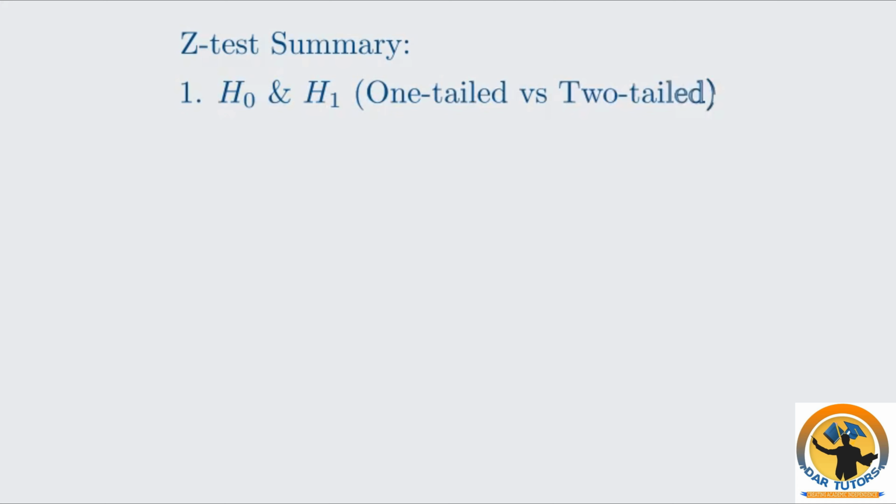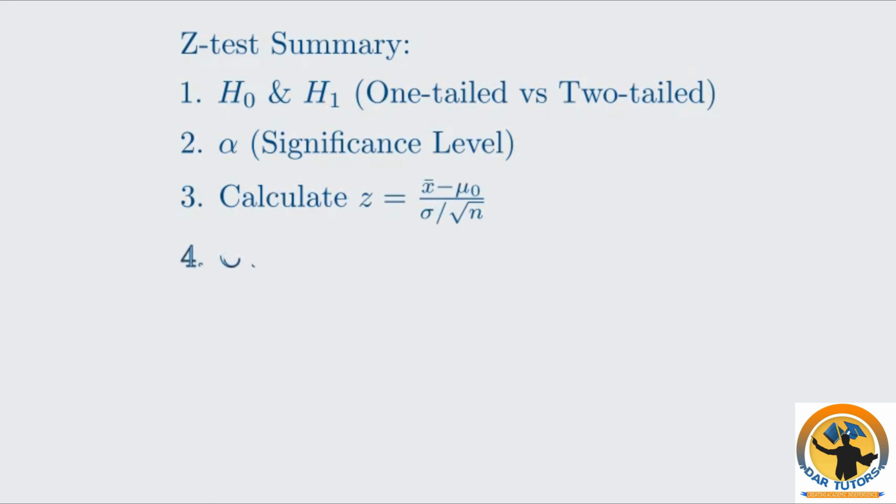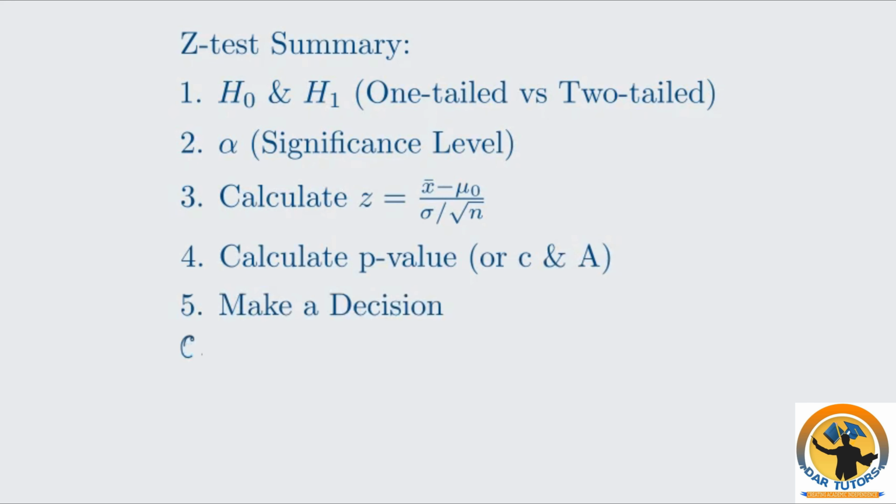Thank you for joining this DAR Tutor session on hypothesis testing. You've worked through the entire process, from setting up hypotheses to making conclusions. You're now well-equipped to tackle z-test problems in your IB AI HL studies. Remember to review these key steps. State H0 and H1, choose your alpha, calculate your test statistic and p-value, compare them, and write a clear conclusion in context.